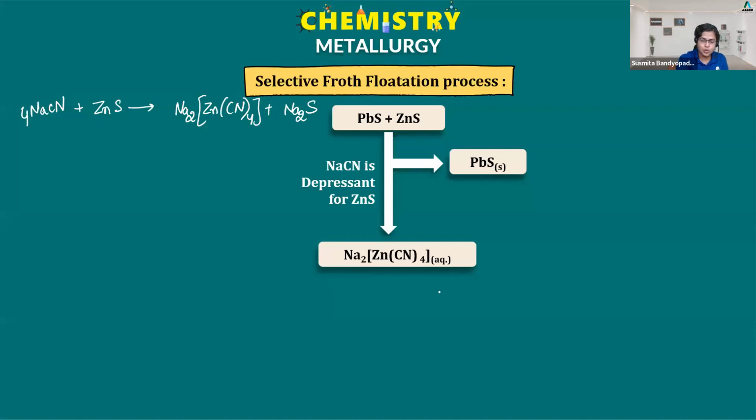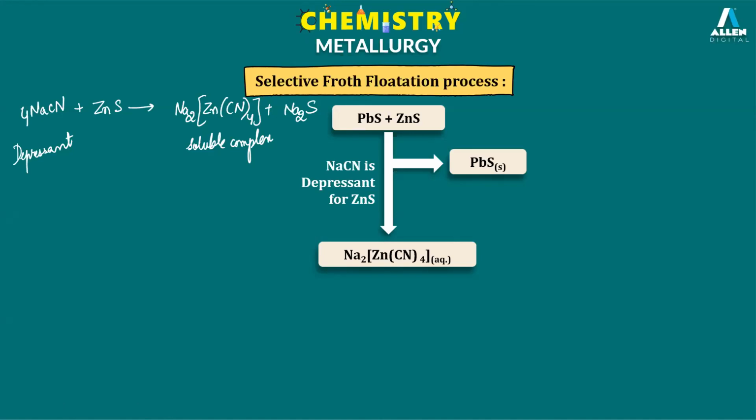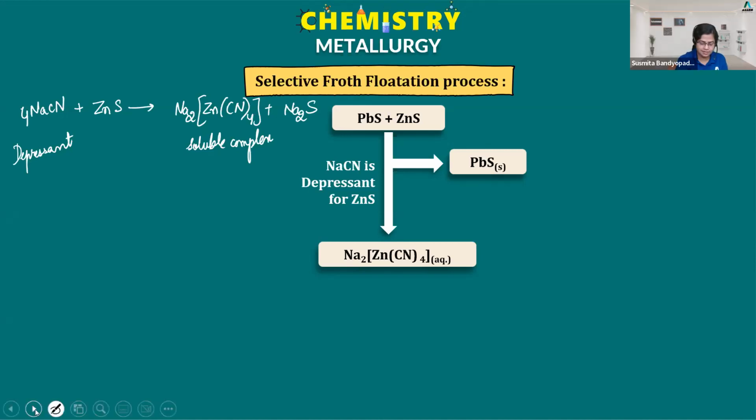So did you understand the role of NaCN present here? It will selectively react with ZnS. Now ZnS is converted into a soluble complex and can be recovered later. How, you don't have to worry. So ZnS is removed, and what we get in the froth is only PbS. This is the meaning of the selective froth flotation process. Did you follow? Is it okay? Okay. Remember this complex.